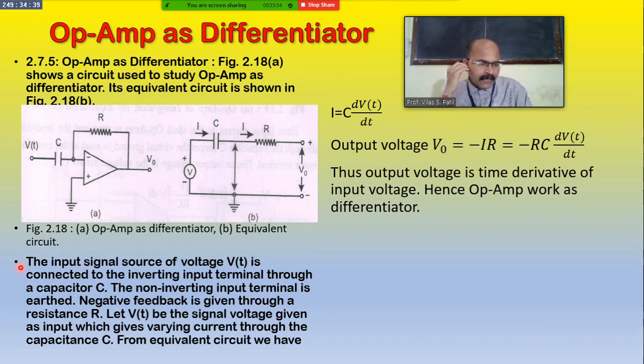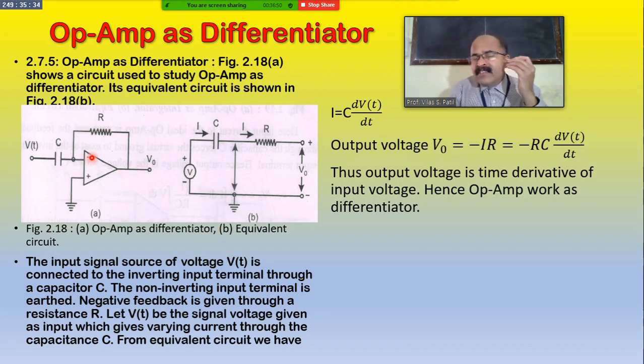Then coming here, the input signal source of voltage Vt is connected to the inverting input terminal through capacitor C. Here resistance is not used, but a capacitor is used, and through the capacitor the voltage Vt is connected to the inverting terminal of the operational amplifier 741 IC. That means in place of input resistance, an input capacitor is used to get the operation of differentiation. The non-inverting input terminal is grounded. Negative feedback is given through resistance R.